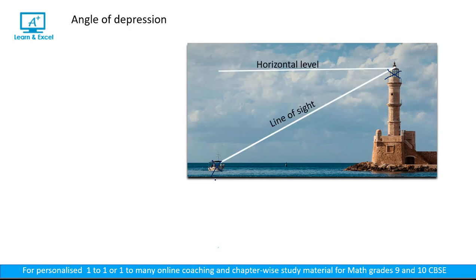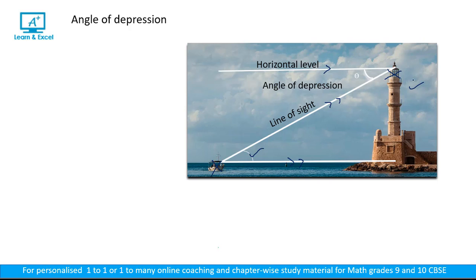If we draw a horizontal line like this, then the line of sight and the horizontal line will make an angle, which is called the angle of depression. We can take this angle as theta. We can see that this line of sight is below the horizontal line. If we draw another horizontal line like this, then this horizontal line and the line of sight also make an angle.